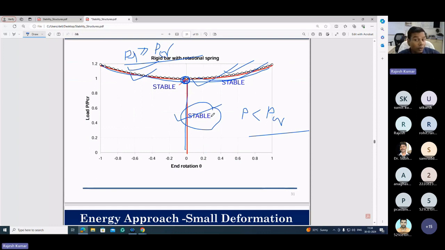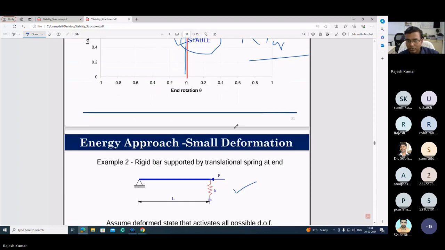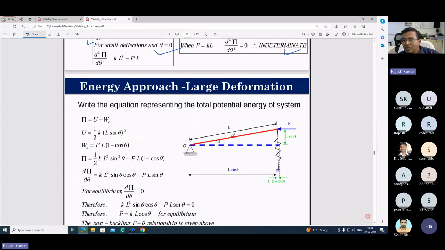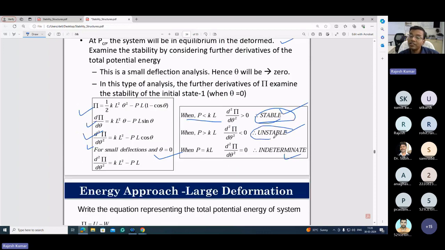But when P is greater than PCR, you have to apply large deformation theory, and whatever results you get from there are the correct ones. So small deformation theory says that this is unstable, but large deformation theory says that this is stable. Similarly here it is unstable, maybe, but you have to ensure it with large deformations.